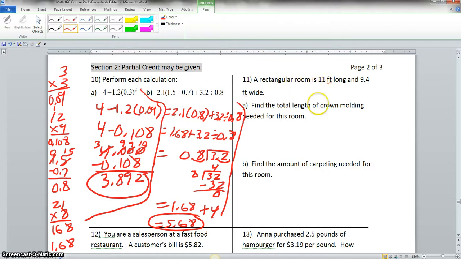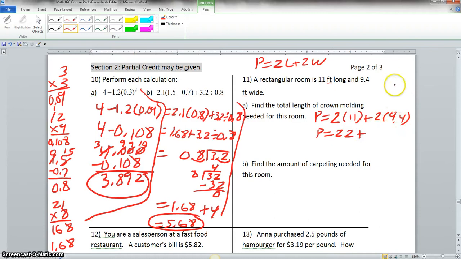Now remember, with a rectangle, and we went over this formula before, I'm going to write it up here. Perimeter is equal to 2 lengths plus 2 widths. So now we need to substitute. So we have perimeter is equal to, our length is 11 and our width is 9.4. Now we know 2 times 11 is 22. Plus, now we have to take 2 times 9.4.